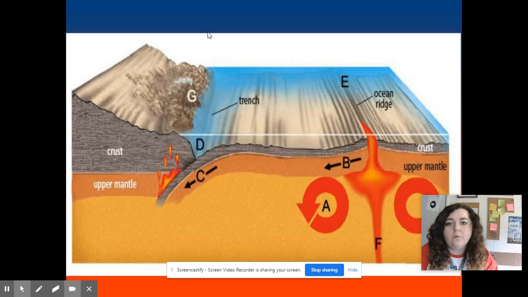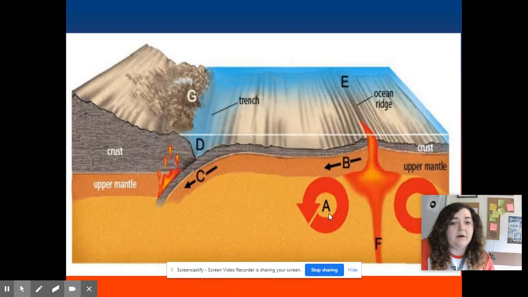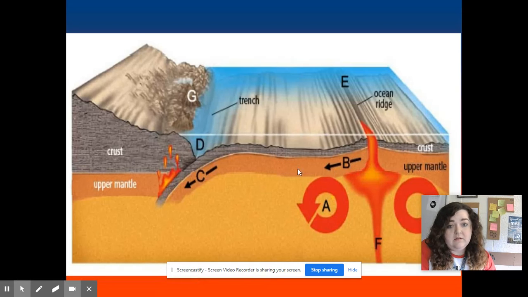So in your notes, we want you to label what these things are. So first off, let's start with A. This is going to be a convection cell. Again, the type of heat transfer we've talked about all semester. So these are convection cells. And then B. This is going to be a divergent plate boundary, because it's divergent from one another. And then C, this is going to be a subduction zone.